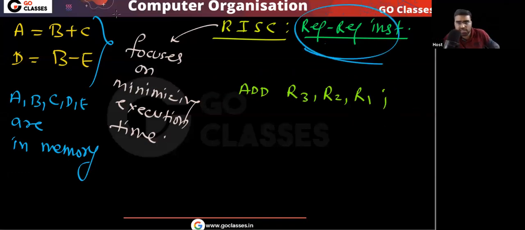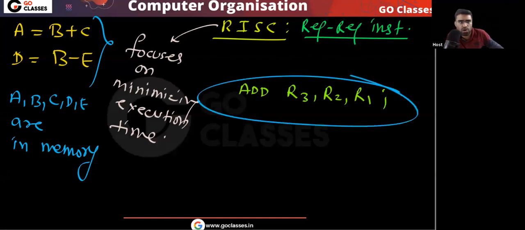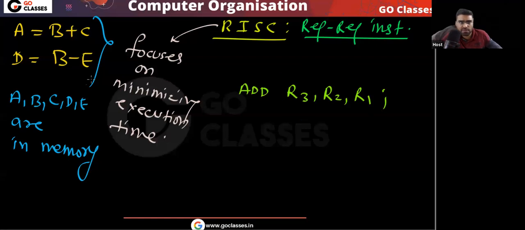In the register instruction, the name itself is telling you register. So all the operands should come from registers, but where are they? They are present in the main memory. So first we have to load. Yes or no?